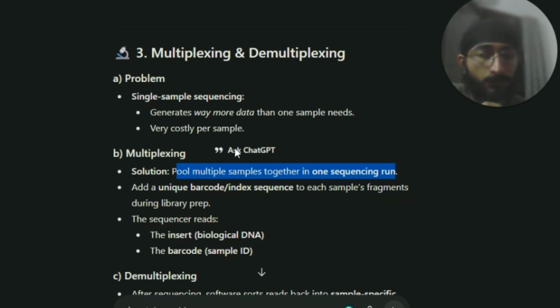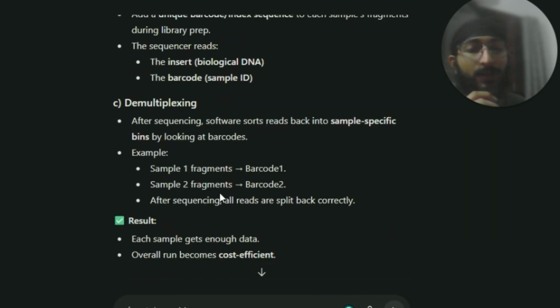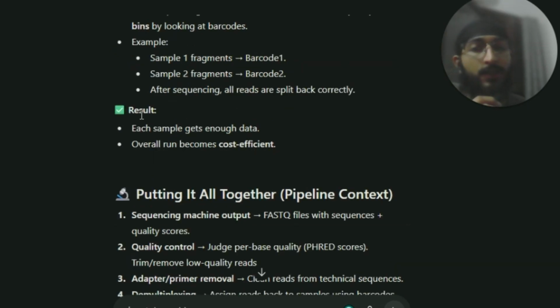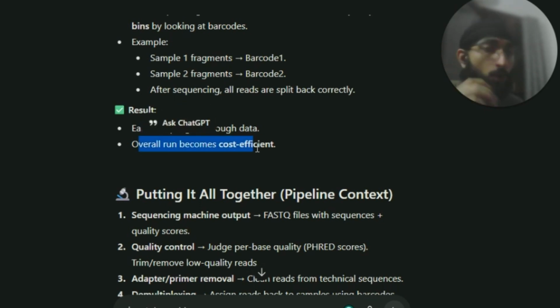Now, demultiplexing is after sequencing, the software sorts reads back into sample-specific bins by looking at the barcodes. For example, sample 1 fragments belong to barcode 1, sample 2 to barcode 2. After sequencing, all reads are split back correctly. The result is that each sample gets enough data and the overall run becomes cost efficient.